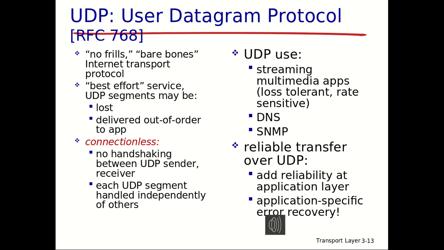It is also connectionless, which means no handshaking between UDP sender and receiver prior to sending of data. And each UDP segment is handled independently of others. So let's suppose we are sending segment number 1, 2, 3, and 4 from the sender to the receiver. Let's suppose that the order of delivery is such that you receive segment number 3 and 4, but you do not receive segment number 1 and 2. As soon as you receive segment number 3 or 4, the receiver automatically assumes that 1 and 2 are lost.